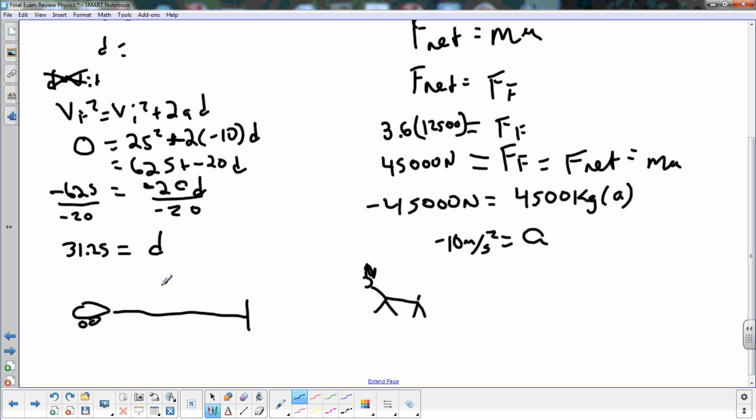Next problem, I love shuffleboard. Length from the release at 10 points is 33 1/3 meters. Mu is 0.3 for the 0.3 kilogram puck.